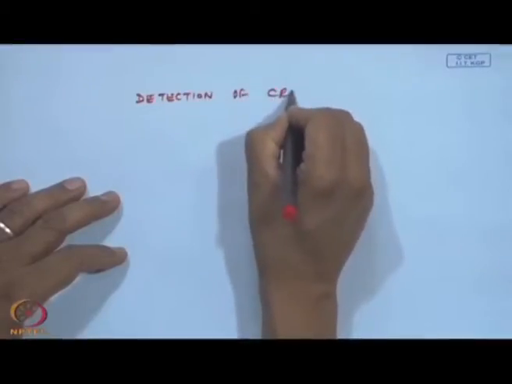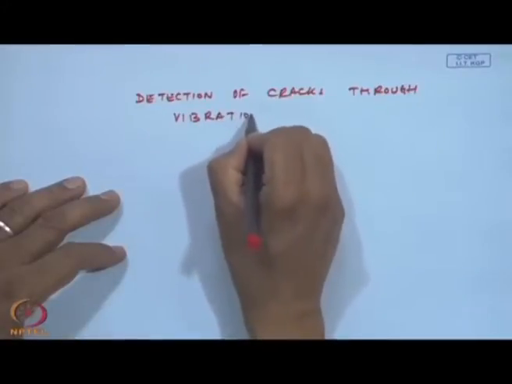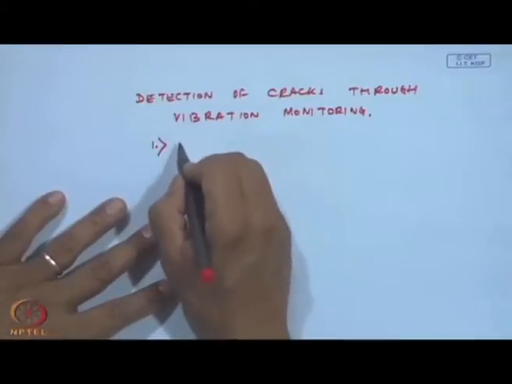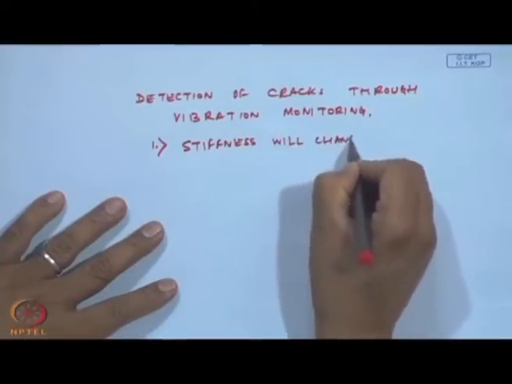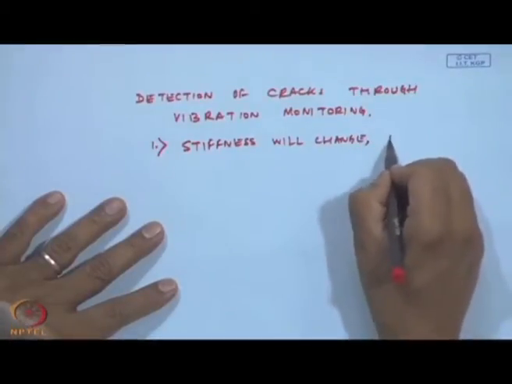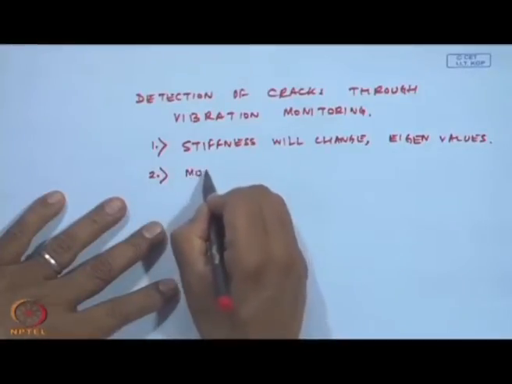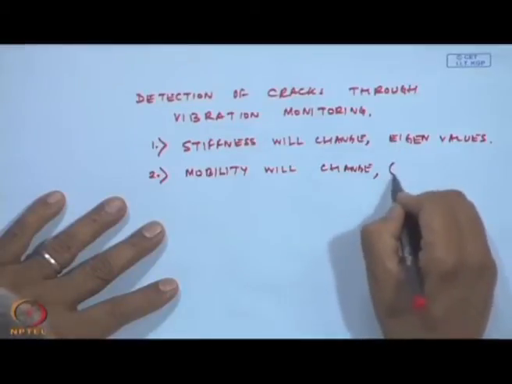And so, what are the symptoms or signs by which we can detect whether a crack has occurred through vibration monitoring? Number one is the stiffness will change. Okay. So, we can monitor the eigenvalues or the natural frequency. Number two, the mobility, the inverse of the impedance, will change. So, we have to do it through impedance measurements.